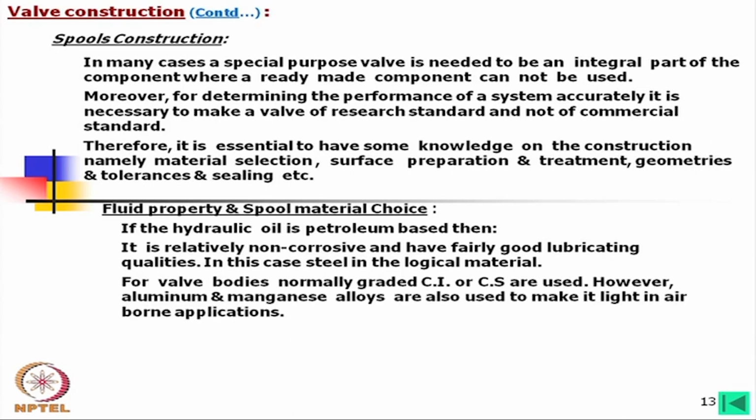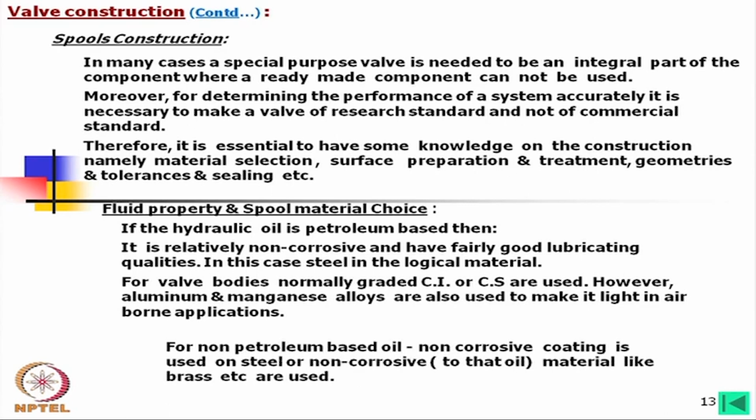For valve bodies, normally graded CI and CS are used. That means cast iron, graded cast iron, or we can go for cast steel. However, aluminum, manganese alloy are also used to make it light in airborne applications. For non-petroleum based oil, non-corrosive coating is used on steel, or a material non-corrosive to that oil, like brass, etc., are used.